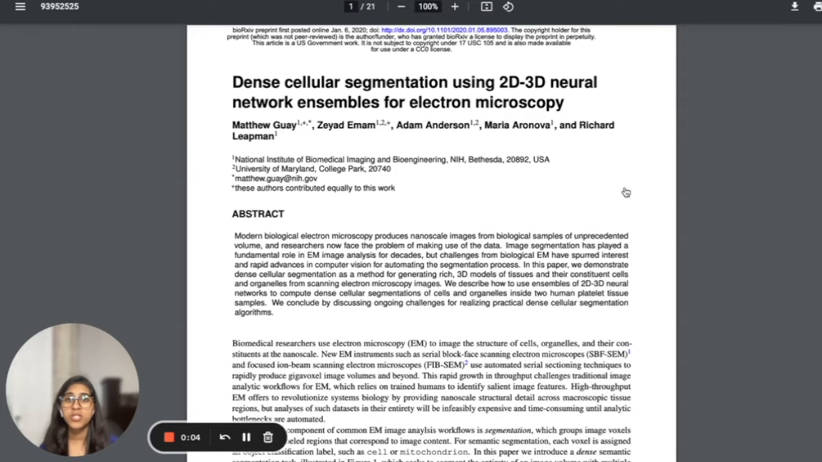Hi everybody, my name is Shiza and today we'll be reading this research paper which is called Dense Cellular Segmentation using 2D to 3D Neural Network Ensembles for Electron Microscopy.